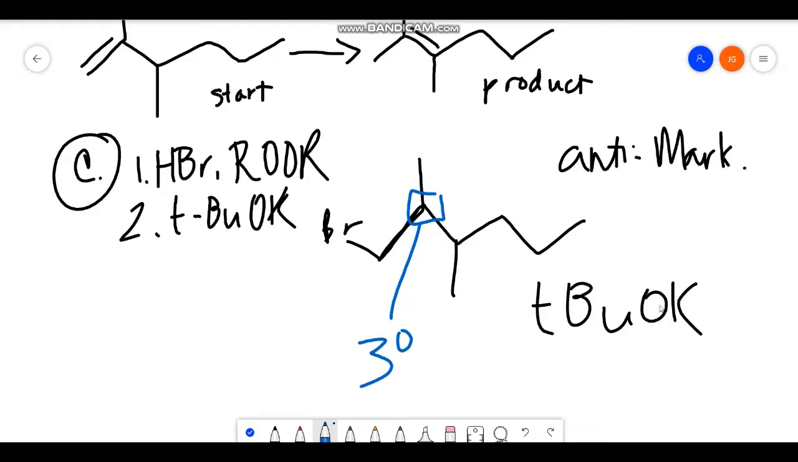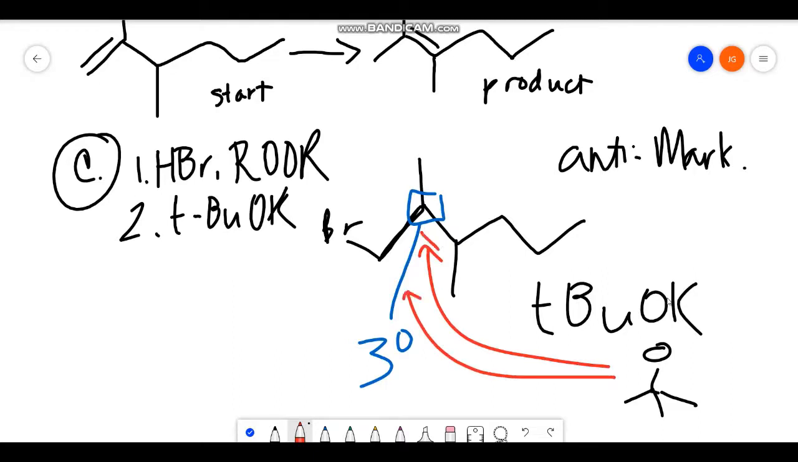And so this TBOK, remember, this is your very, very bulky base. It's going to have a really hard time attacking that hydrogen. It might not even be able to do it. It actually won't be able to do it. So we're actually going to stop here. This can't perform an E2 reaction. This is completely the wrong kind of reactant that you want. So this is just flat out not going to happen.